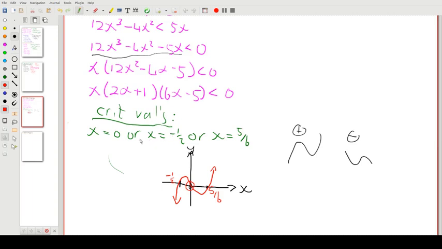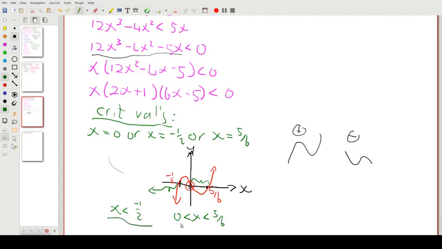And we're told, where's this graph, after we factorize, where is it less than 0? So less than 0 means below the x-axis. Right, so it's everything to this side of the graph. So everything less than negative half. So let's write that down slowly. So x is less than negative half. And this is the other spot, this part here. So that is between 0 and 5 over 6. So that means x is between 0 and 5 over 6.